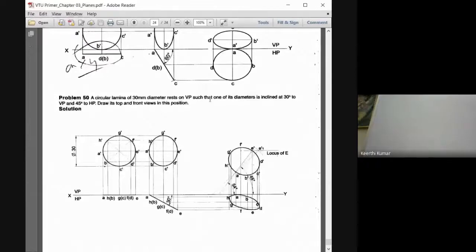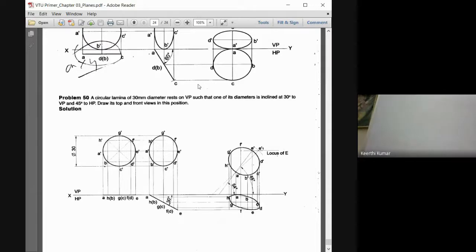VP such that one of its diameters is inclined at 30 degree to VP and 45 degree to HP. Full stop. Draw its top and front views in this position.